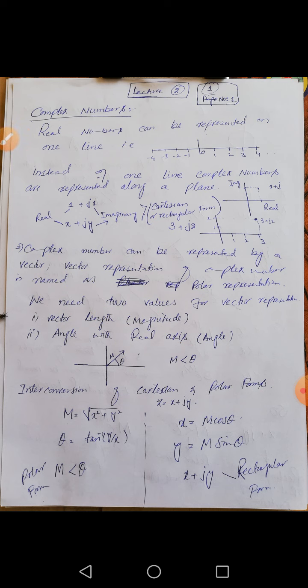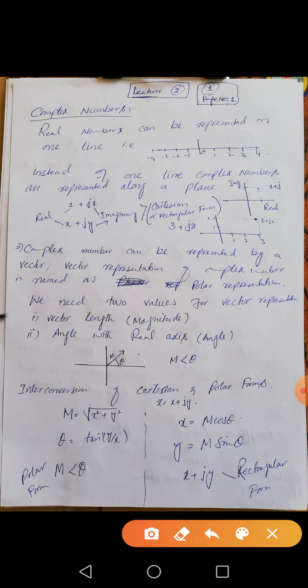This representation is the one I have shown. Here we have the example of 3j plus 2, which is plotted over here. See this one. This representation of the complex number is named the Cartesian, or rectangular, representation. I have mentioned it over here.